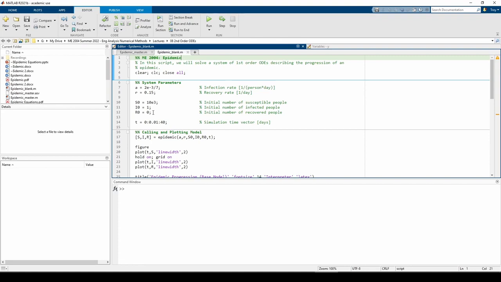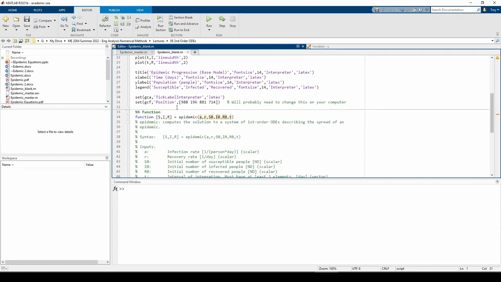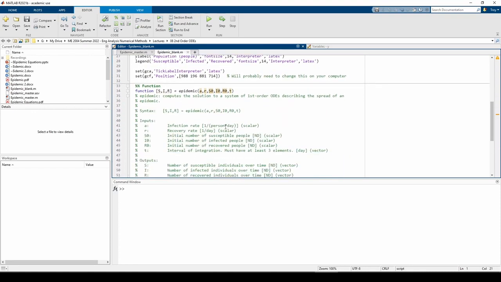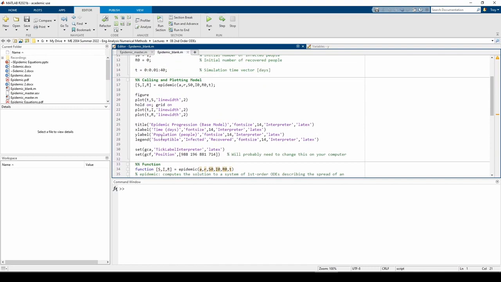Keep in mind that we need three initial conditions because we have three first-order ODEs. I also made a time vector going from 0 to 40 days in increments of 0.01 days. The problem doesn't explicitly tell us how long to simulate, but I played with the problem beforehand and found 40 days to be sufficiently long. The next part of the script includes a call to the function called epidemic, which is a custom function located at the bottom of the script here. The rest of this section just plots the outputs.